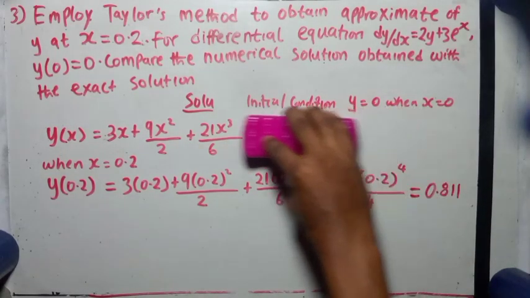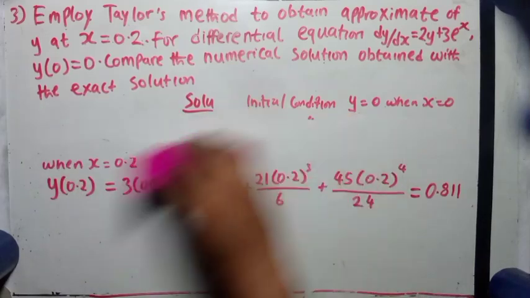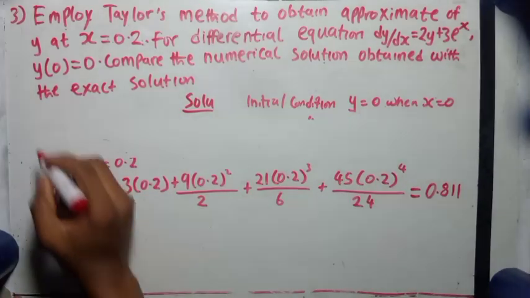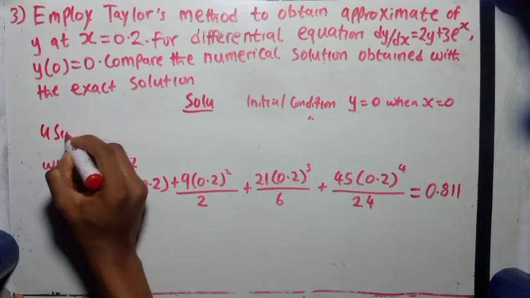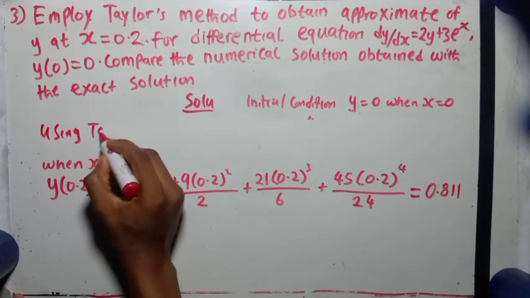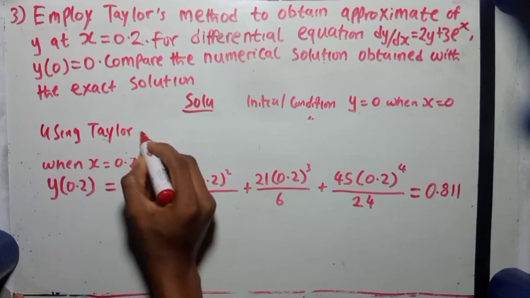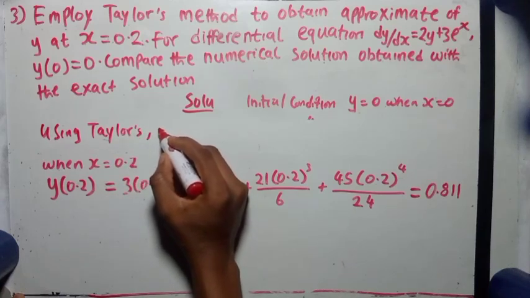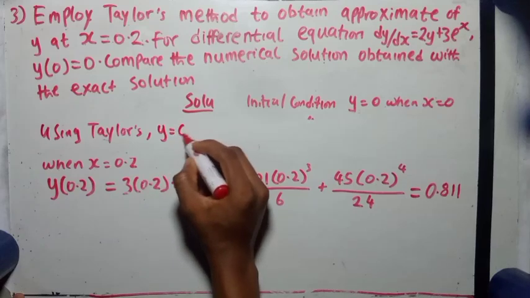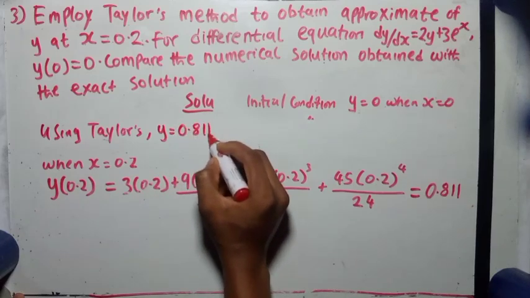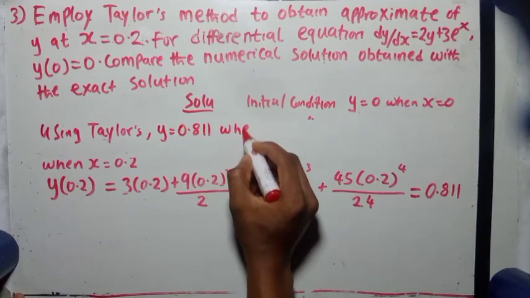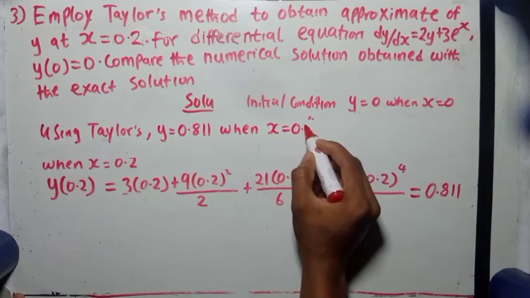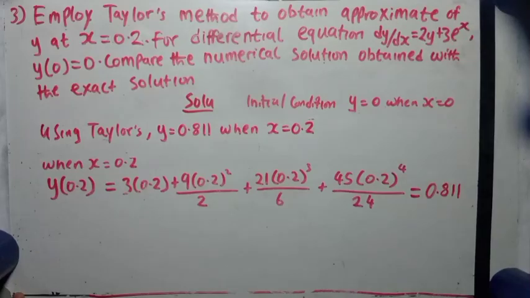Allow me to clear this. So you can also say, using Taylor's series, our y is 0.811 when our x is 0.2.